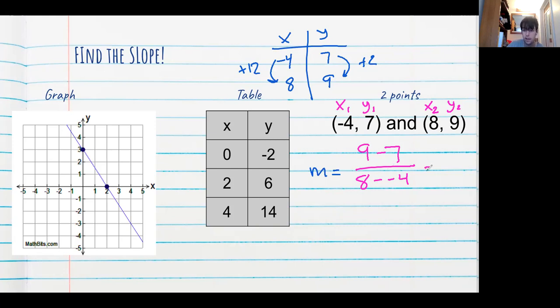Anyway, subtract these. We get 2. That's our change in y. It's actually the same thing we see up here from 7 to 9 is change of 2. And then 8 minus -4, that's the same thing as 8 plus 4, so we get 12. And again, that's the same change that we just talked about here. This fraction does reduce. 2 over 12 actually simplifies to 1/6. And this is a positive slope. Those are both positive changes.